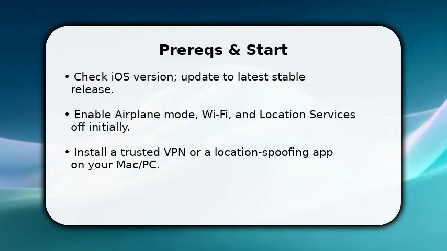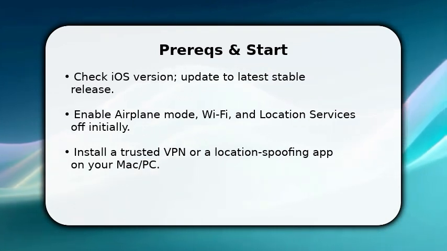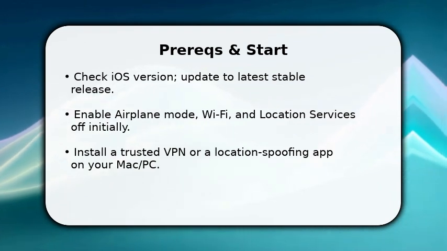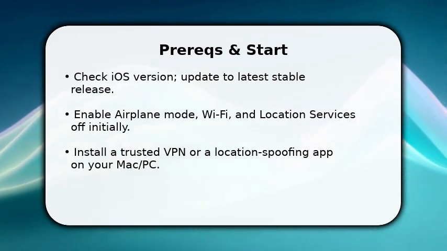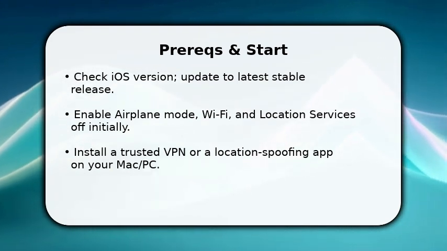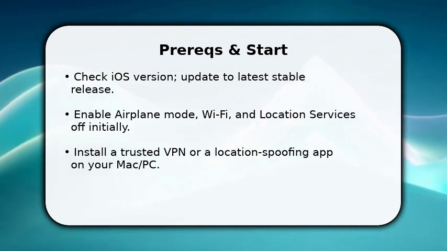You begin by confirming essentials. Make sure your iPhone runs the latest iOS and that you have a Mac or PC with a trusted spoofing tool. Once done, enable airplane mode briefly, then turn Wi-Fi on so the spoofed network reads correctly. Make sure location services is accessible in settings so the app can change the reported GPS.